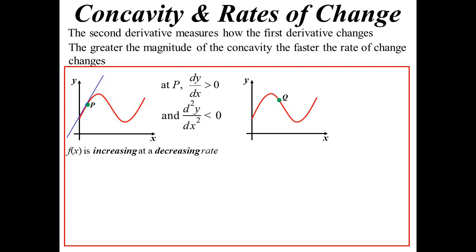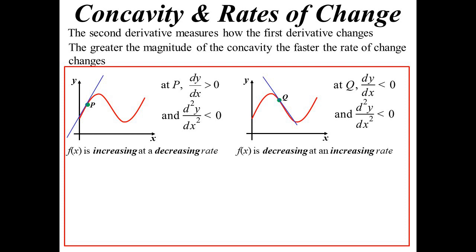This one at Q, it's decreasing, but it's still concave down. That does not mean it's decreasing at a decreasing rate. It's actually now decreasing at an increasing rate. Reason? Same as velocity, think of it as velocity and acceleration. When the signs are the same, it's getting faster. So in the first one, the signs are different, so therefore it must be slowing down. So it's at a decreasing rate.